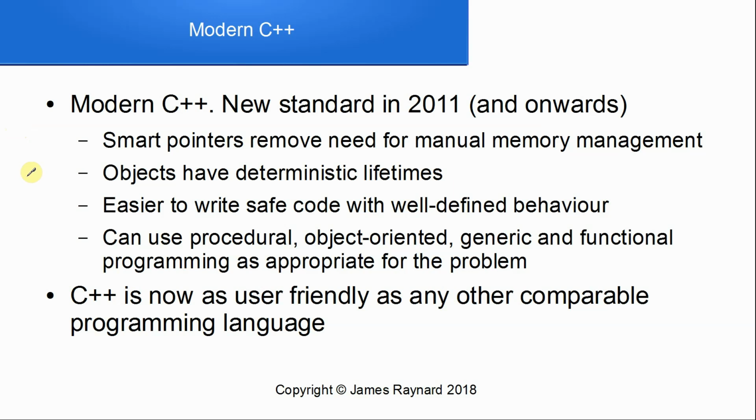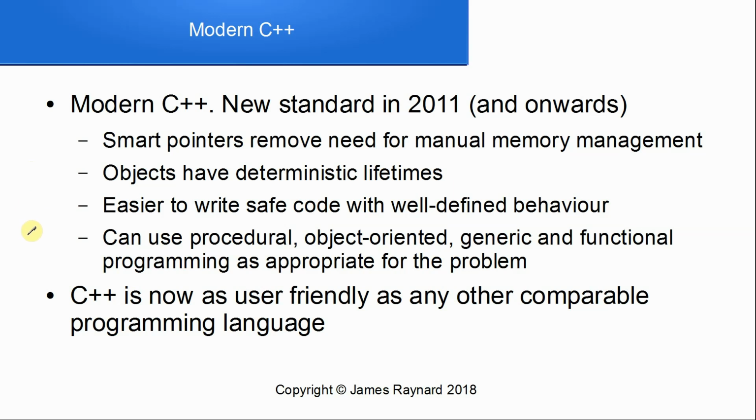So you now have objects which have deterministic lifetimes. So now we have a picture in which you can write safe, efficient code in all circumstances. Even when there's error conditions, the objects will still get removed. So there's no possibility of them lingering around and using up memory or being accessed when they're no longer valid. So this makes it easier to write safe code with well-defined behavior.